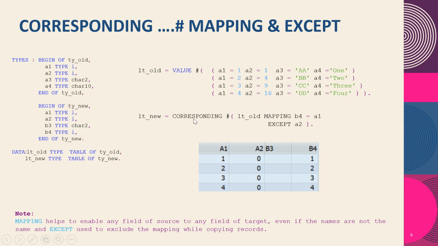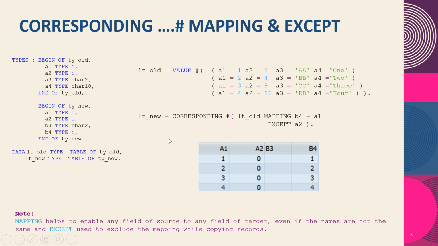Now LT_NEW equals CORRESPONDING. The CORRESPONDING is implicit because we are going to have the data of LT_NEW. LT_NEW is nothing but type of TY_NEW. LT_OLD, so LT_NEW gets everything from LT_OLD with a mapping B4 equals A1. That means A1 will be copied to A1, A2 will be copied to A2, and A1 will be copied to B4 because we gave the mapping B4 equals A1. Then EXCEPT A2. So A2 will not go.